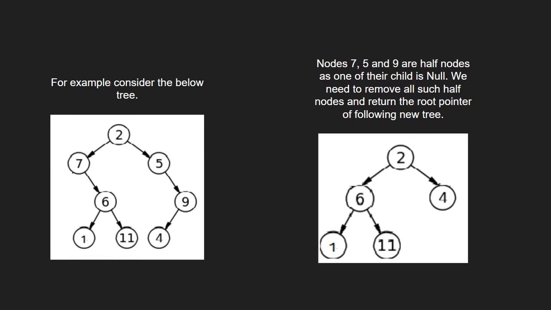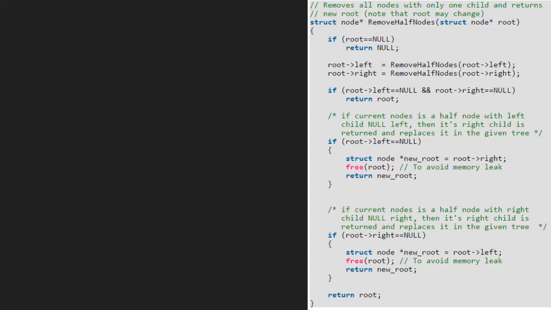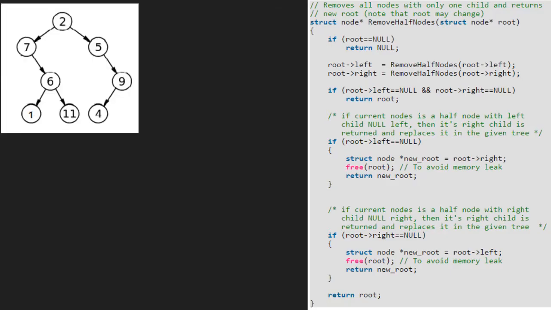Now, let us see the algorithm which will assist us in removing the half nodes. Let us also have a sample tree to test our algorithm. We pass the root node which is 2 in the function remove half nodes. So, root will point to 2.